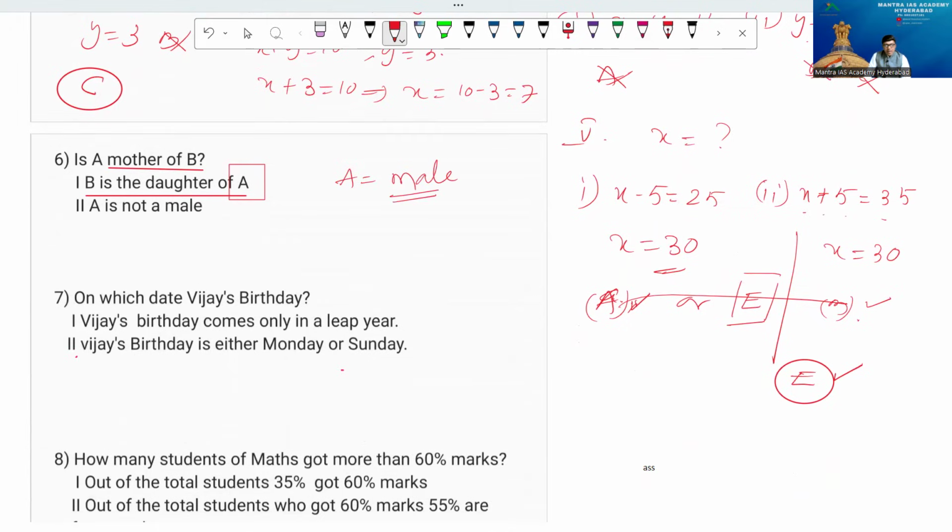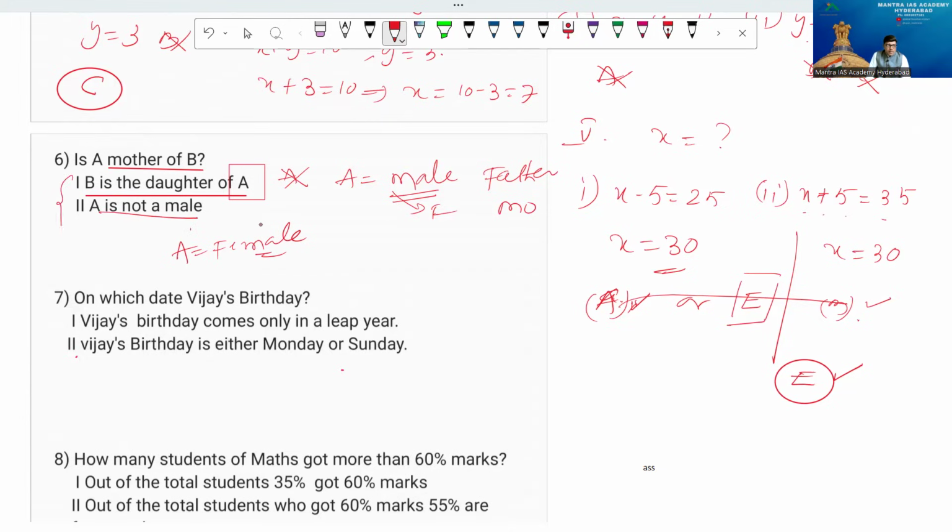If A is male, he is going to be the father. If B is female, you can say mother. So by using the first statement, the answer is definitely not A male. A is not a male. Definitely, A is a female. Now from this alone it is impossible to get it, because B's information is not there.